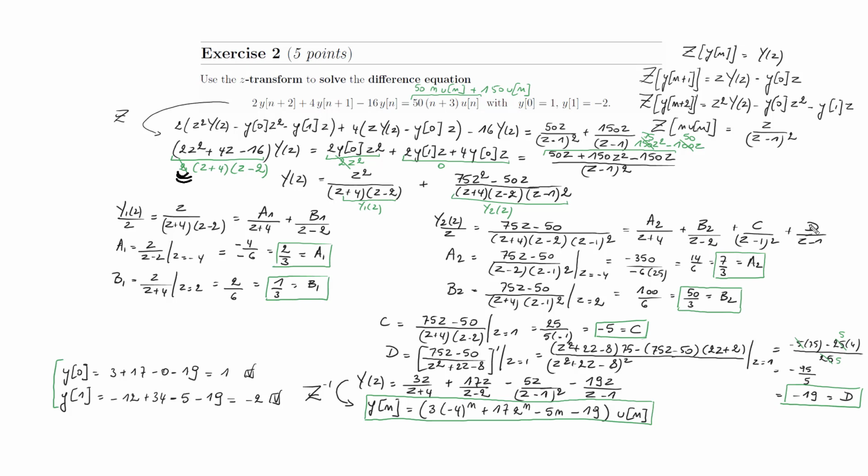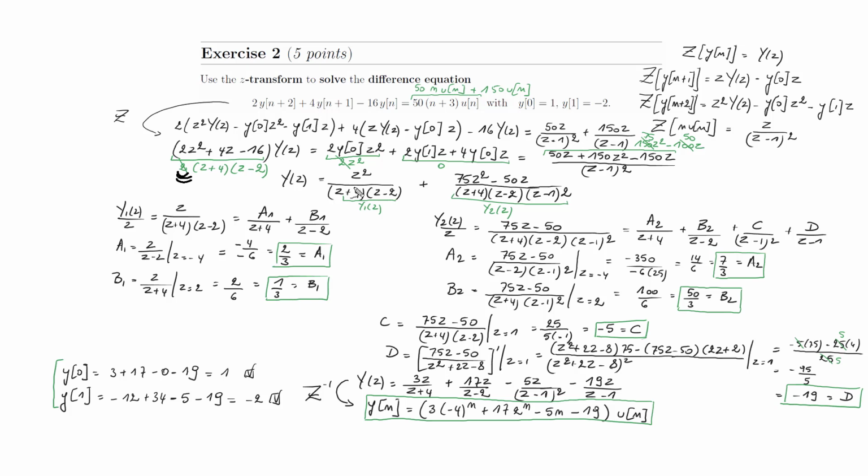For the d, it's a bit more complicated. You have to work with this one here and take its derivative, right? To take the derivative, I've written this one slightly differently. If you go through the computations, these are not difficult, right? You see that d is equal to minus 19.